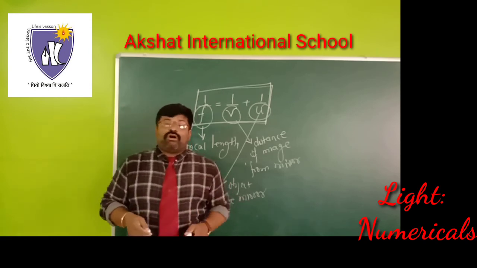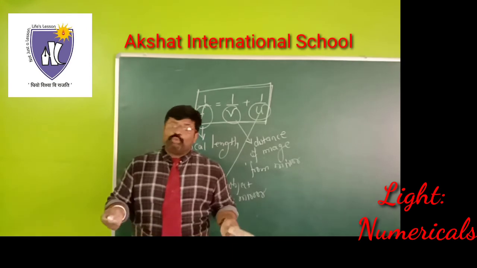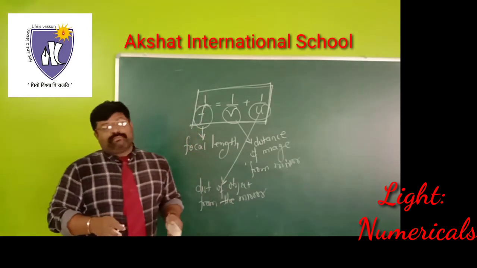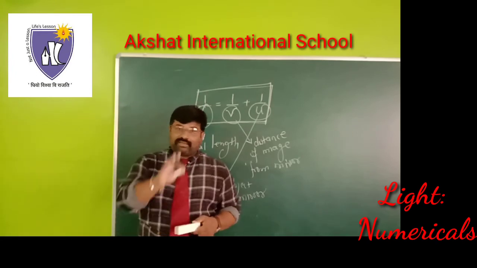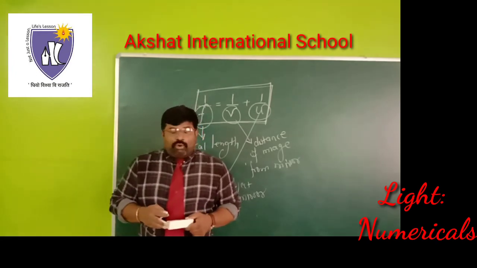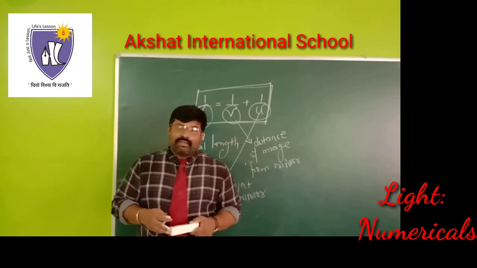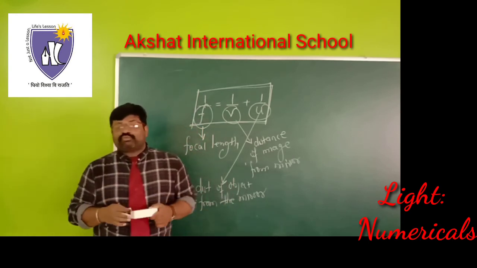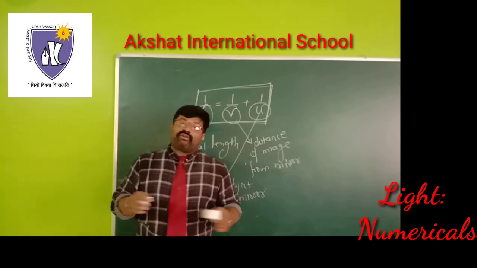In case of a concave mirror or a convex mirror, u will be negative. Why? Because we keep the object always towards the left side in most of the cases, theoretically at least. So u will be taken as negative. We have to be very careful on these signs, whether we are going to take them positive or negative.